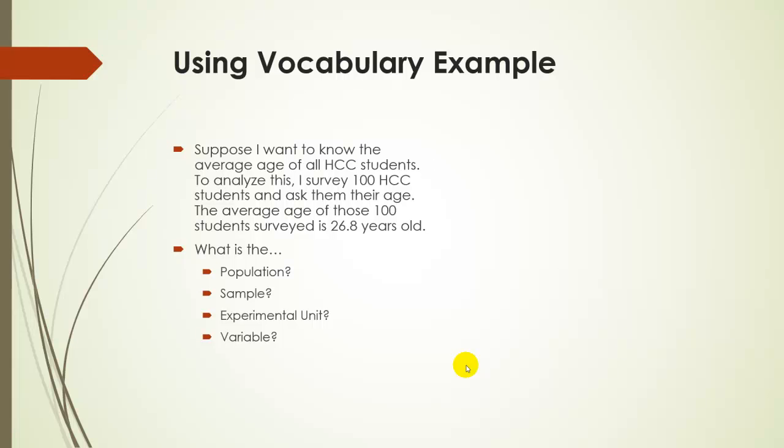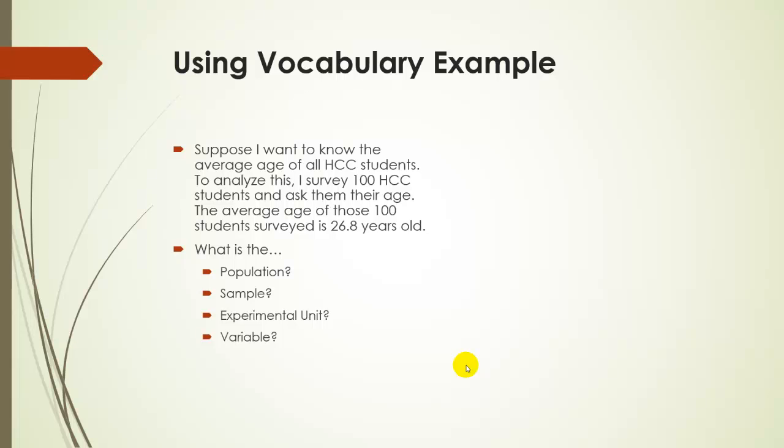So let's go through some examples on using vocabulary. Suppose I want to know the average age of all HCC students. So that's what I am interested in. To analyze this, I decide to survey only 100 students and ask them their age. The average age of those 100 students sampled was 26.8 years old. So the question is, what is the population? What is the sample? What is the experimental unit? And what is the variable? Let's see if we can pick these out.